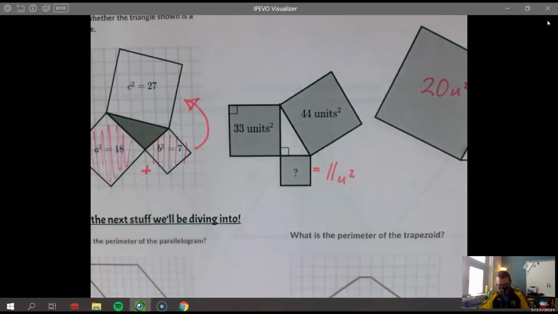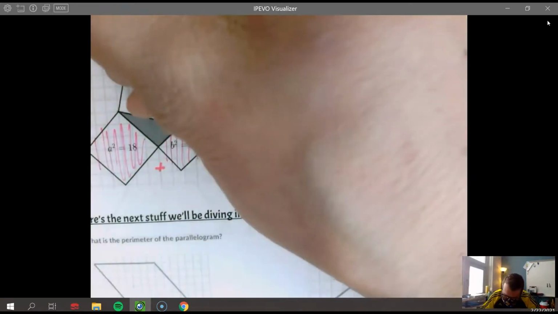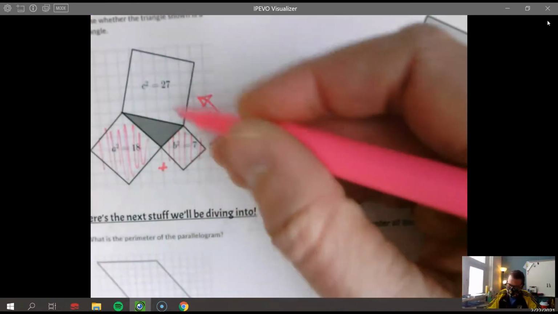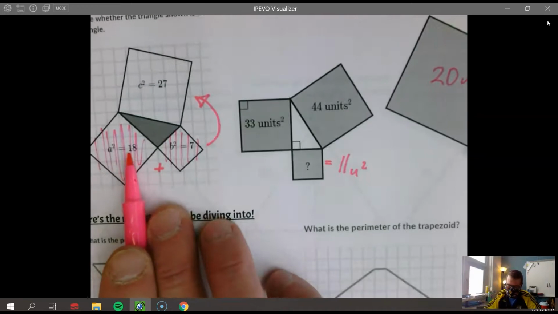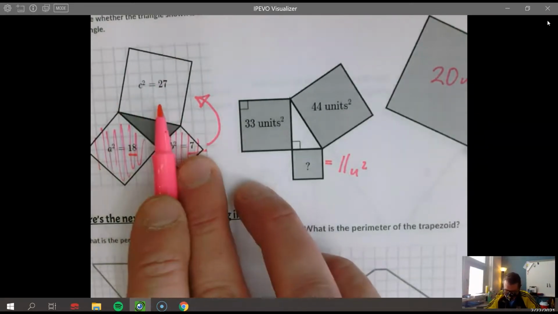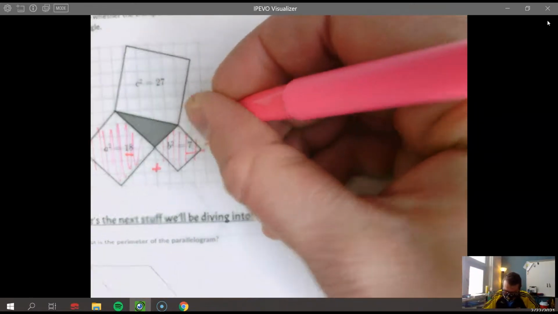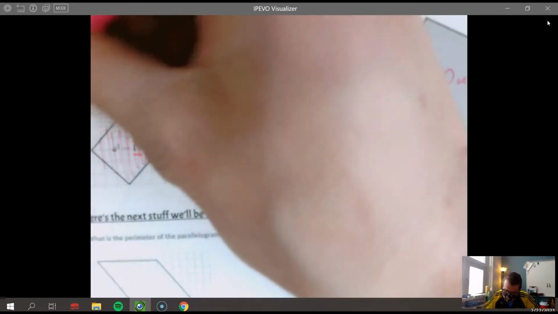The actual question is to determine whether the triangle is a right triangle or not. Oh yeah, this is where I get too mixed up in what I'm saying. If this doesn't hold true, it's not a right triangle. The thing I forgot to say is, does 18 plus 7 equal 27? No. So since this is unequal, this is not right.